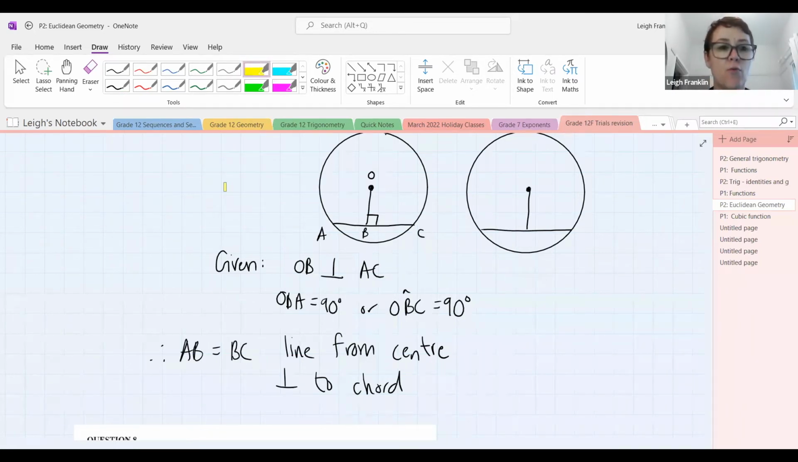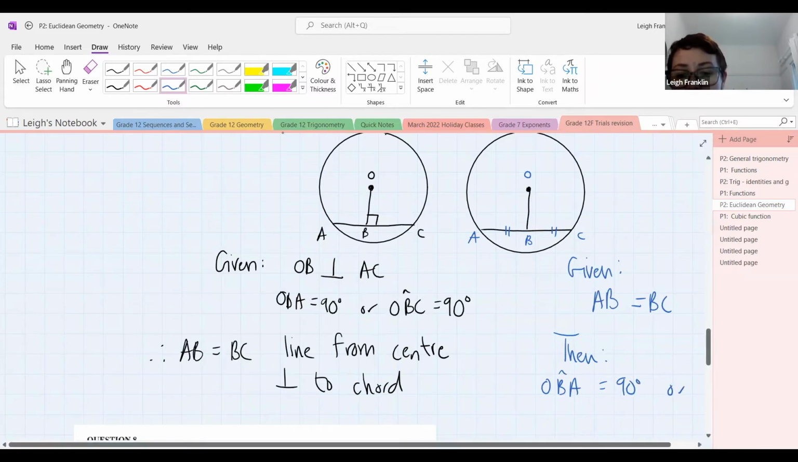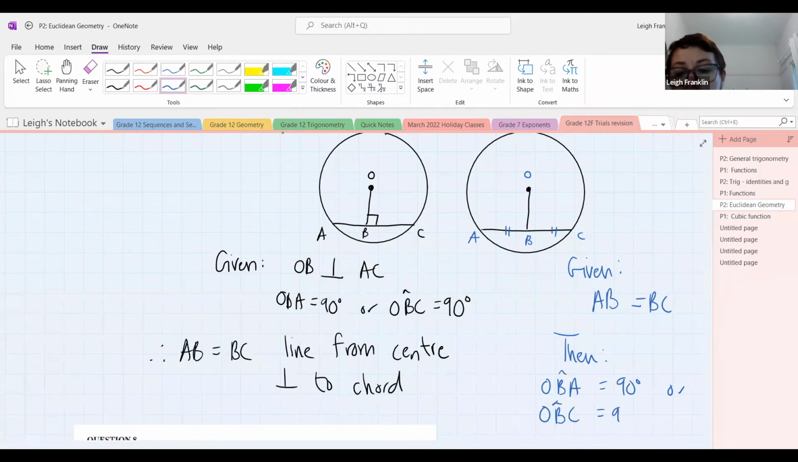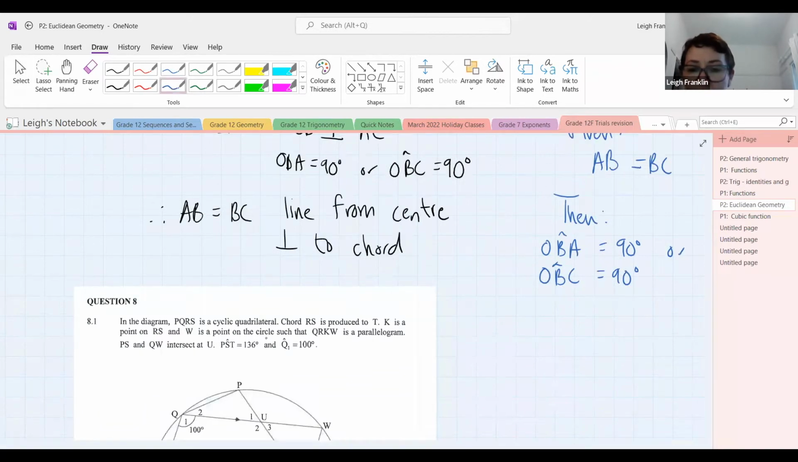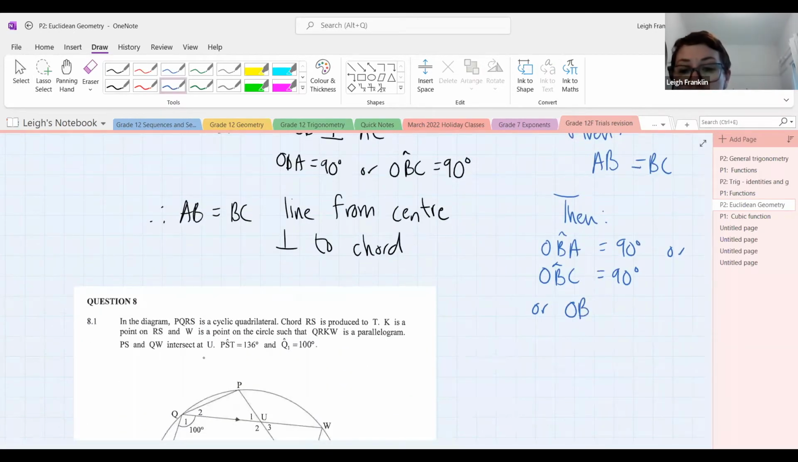So line from center perpendicular to chord is when we have been given the right angle. The other one, we are not given a right angle. We are told that this line segment and that line segment are equal. So if that's A, B and C, and the circle center over here, what we are given is that AB equals BC. What we are then concluding is that OBA is 90, that OBC is 90. Or we could also say OB is perpendicular to AC. Our reason: line from center to midpoint of chord.